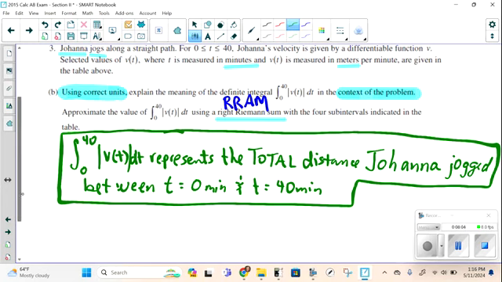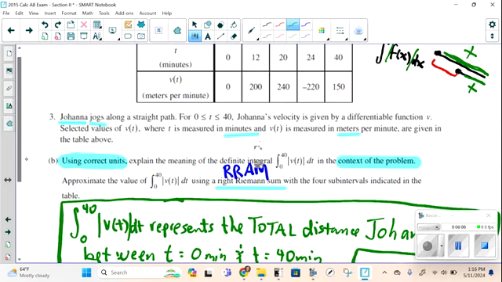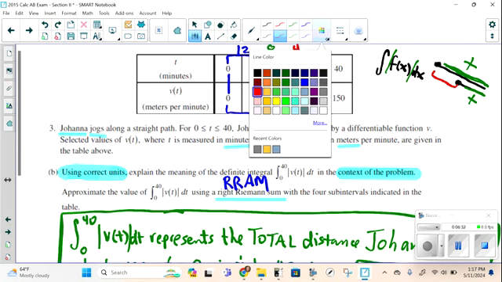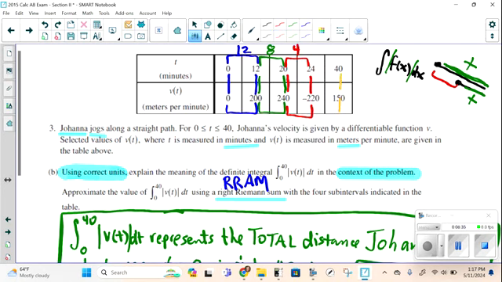We got to approximate this value. We're going to use a RAM with the 4 subintervals they gave us. So the first subinterval goes from 0 to 12. That has a width of 12. The second subinterval goes from 12 to 20. And that has a distance or a width of 8. The next one goes from 20 to 24. That only has a width of 4. And last but not least, ooh, it's a pretty sherbert. From 24 to 40. That's 16, friends.